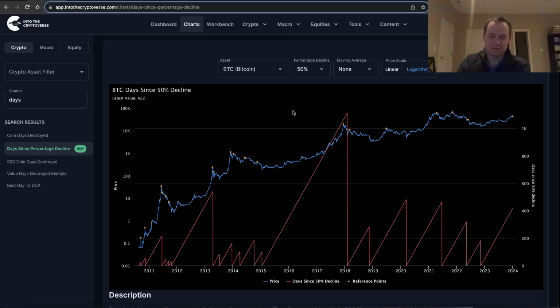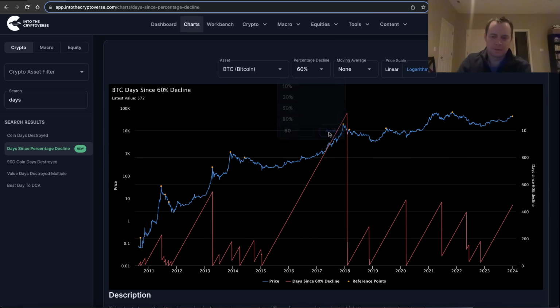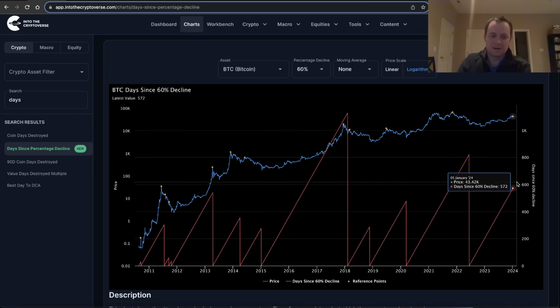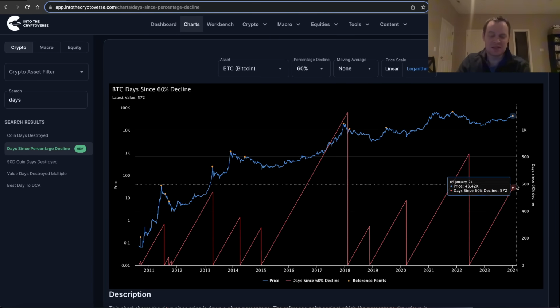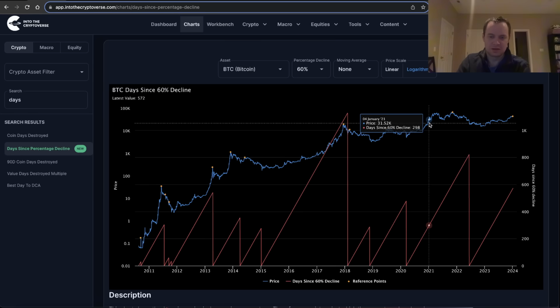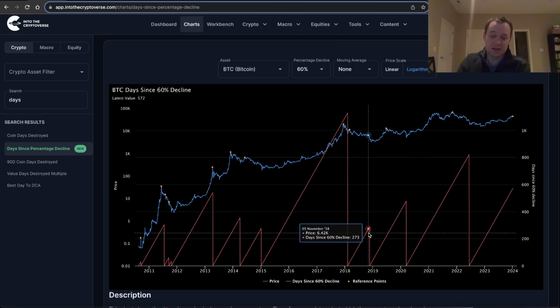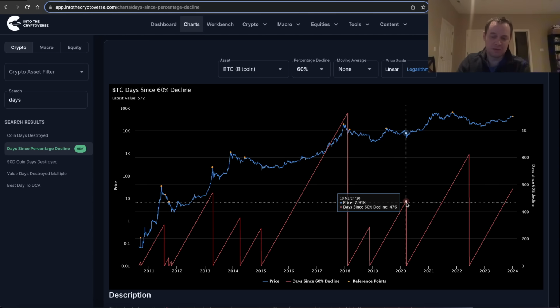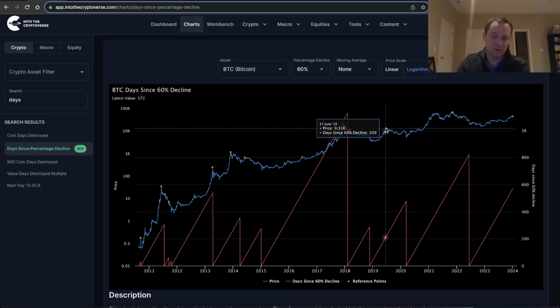What about a 50% drop? 50% drop, day 422. The top over here in June was about 400 in the 460s. This one was in the 470s, 480s. This one over here was in the 500s. This one is the only one that goes over 1,100 days. We could also look at a 60% correction. Day 572 since a 60% correction. So you can see that over here in 2019, we went a little less than 500 days before we got that 60% drop from that reference point.